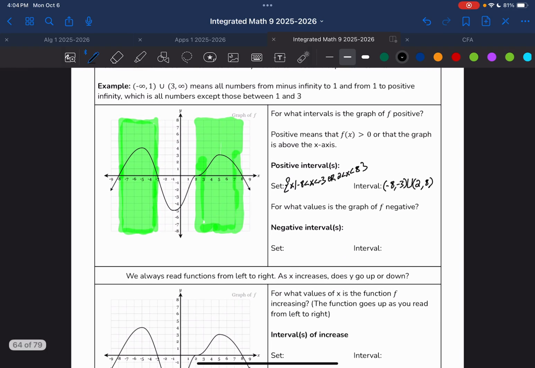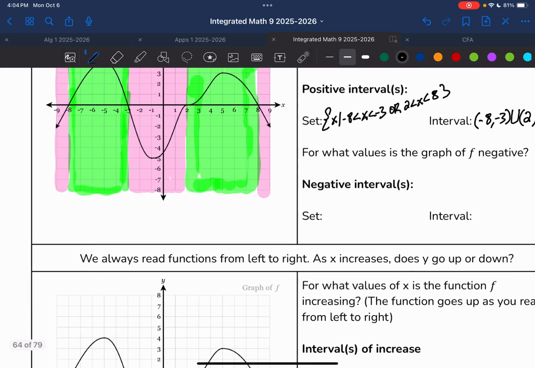All right, and then the negative intervals, well, that's kind of the opposite, right? Those are the other places. So where is this graph negative? Well, that's over here, right? Stretching on to infinity, and over here, right in the middle, that's where it's negative, and over here, that's also where it's negative.